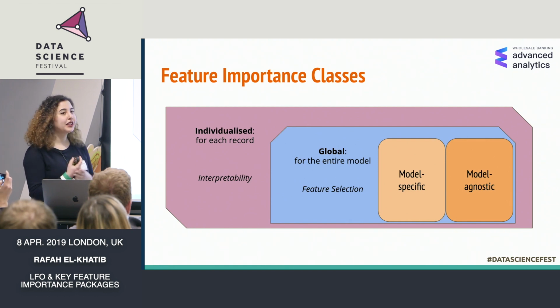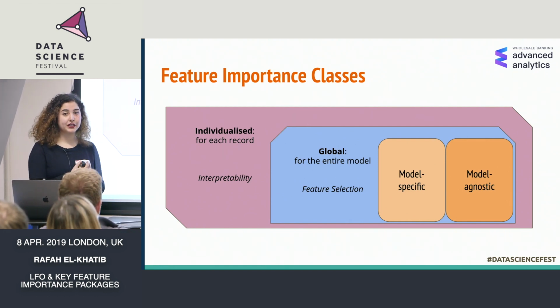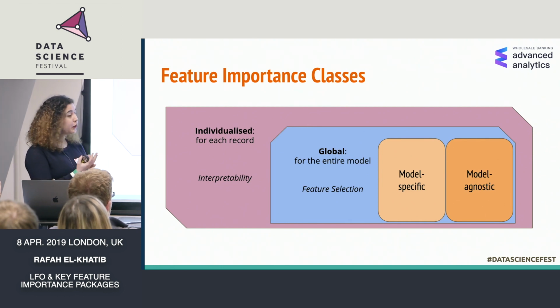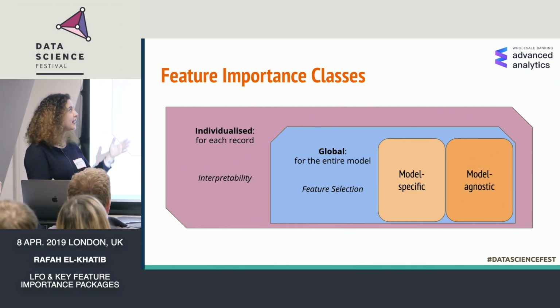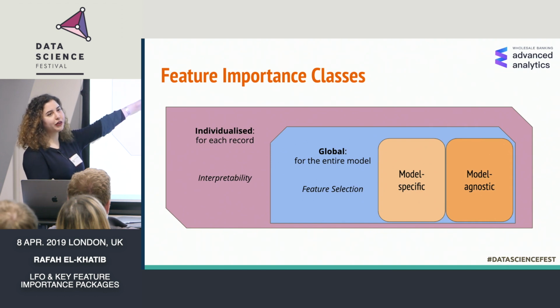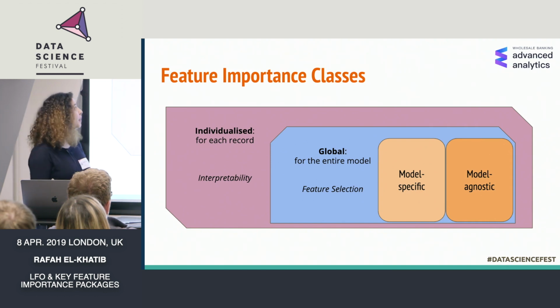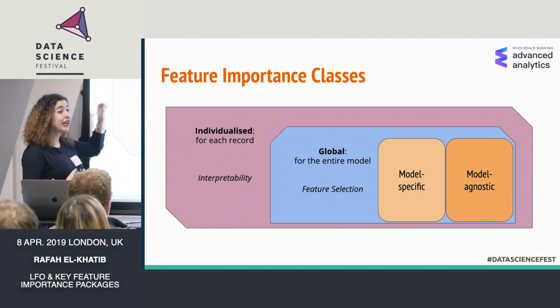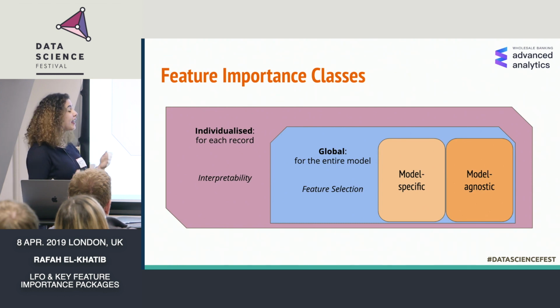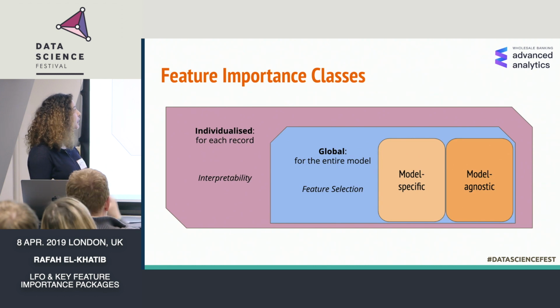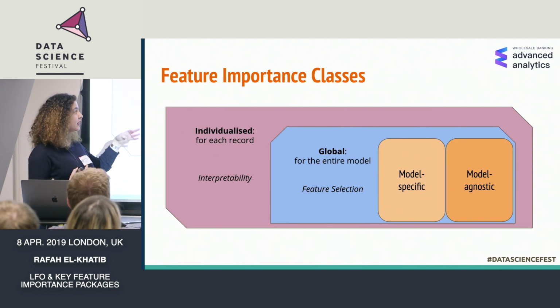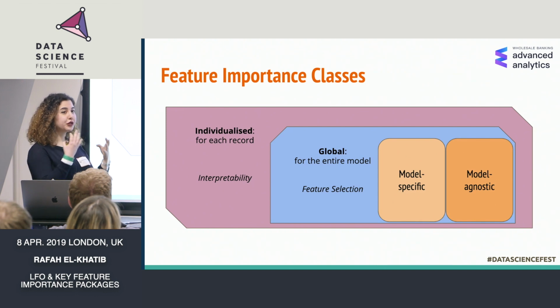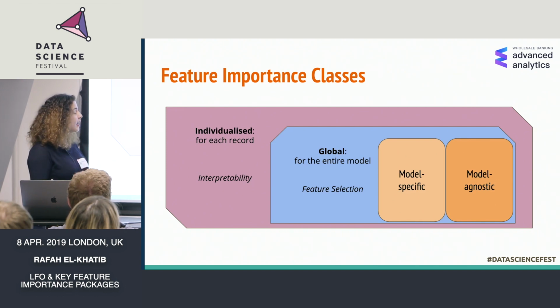So let's start out with classifying feature importance metrics and packages. As I said, there are global ones and individualized ones. Anything that's individualized can be global, because you can sum or average over all the predictions and you get the global one. But individualized is really powerful because for every prediction, you can find out which features contributed to this decision and how. So that's per record, per prediction, per sample. The global one is for the entire model, so it's sort of an average over all of your data samples, and that's important for feature selection.